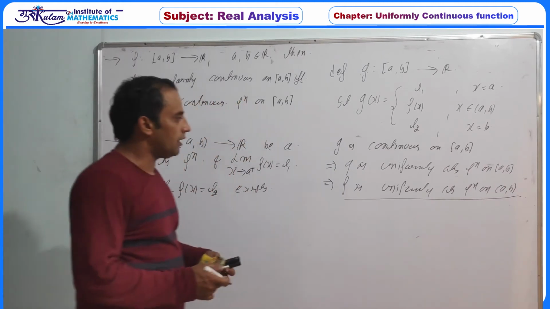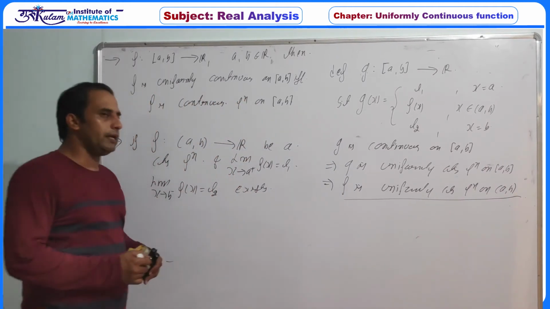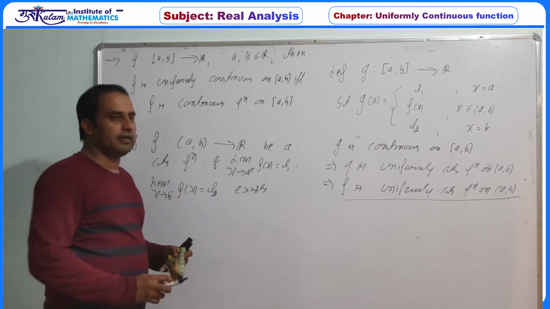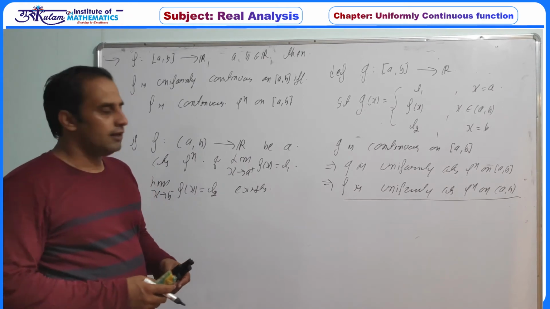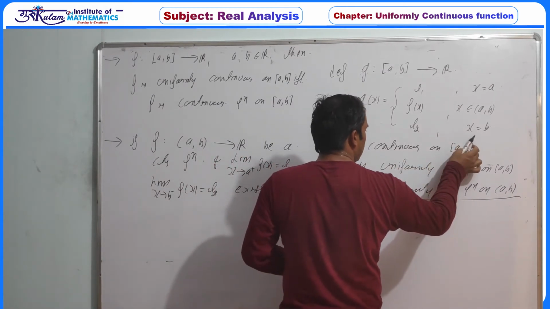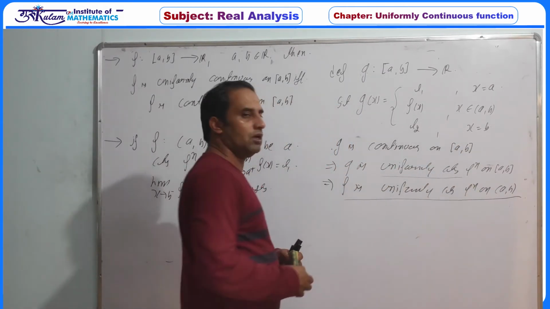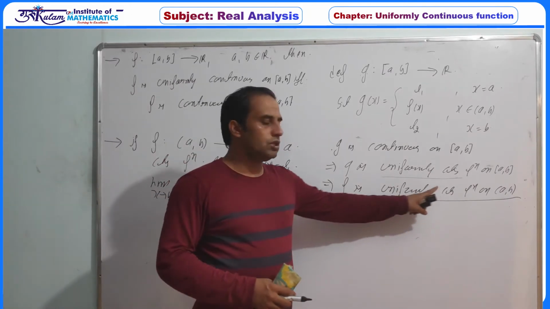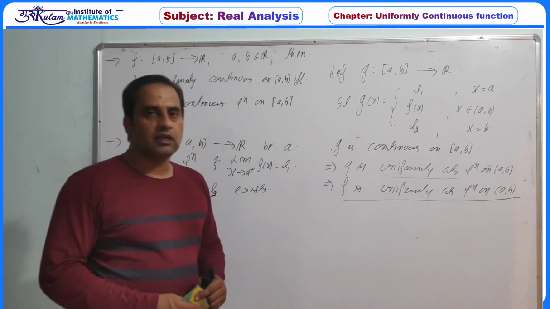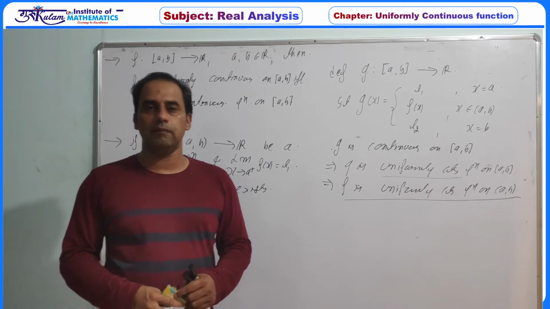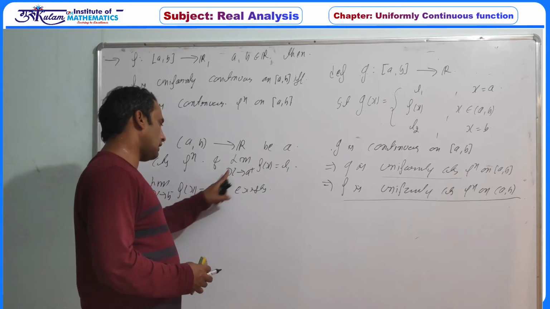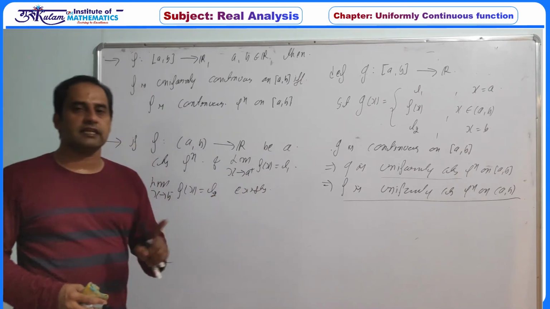So what we have proved is that if a function is defined on an open interval (a, b), and the right hand limit at a and the left hand limit at b exist, then we can extend it to a function g which is defined on the closed interval [a, b], and it must be uniformly continuous. So f is also uniformly continuous. And the converse part is obviously true: if f is uniformly continuous, then f is a continuous function on the open interval (a, b), and the right hand limit at a and the left hand limit at b must exist.